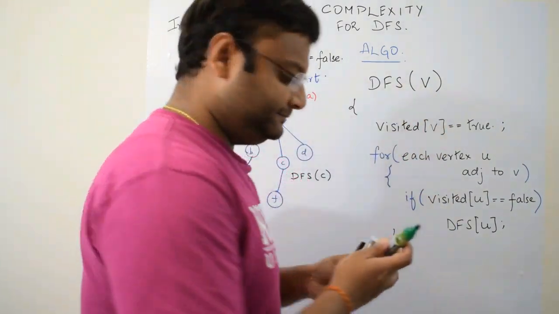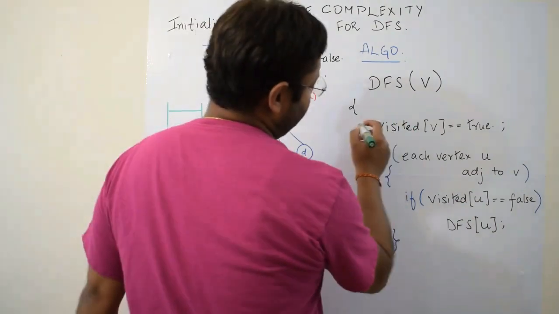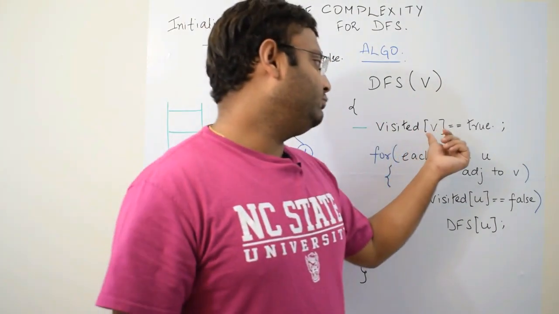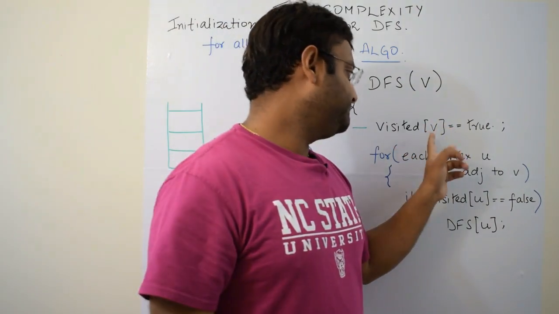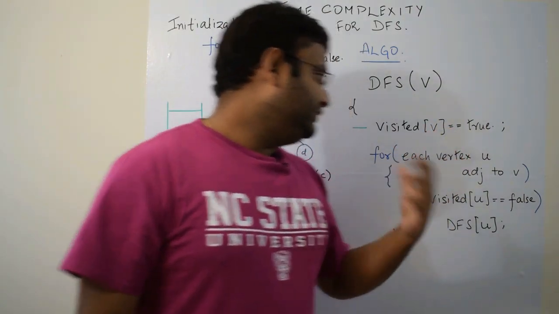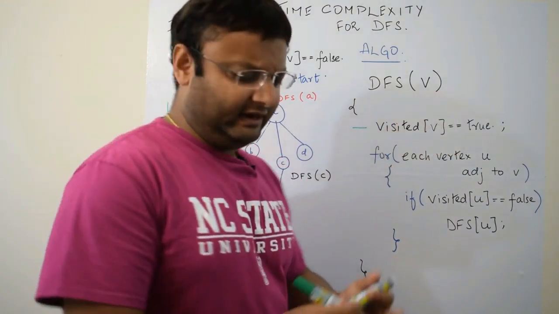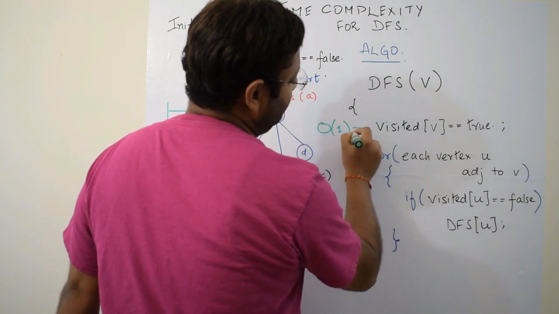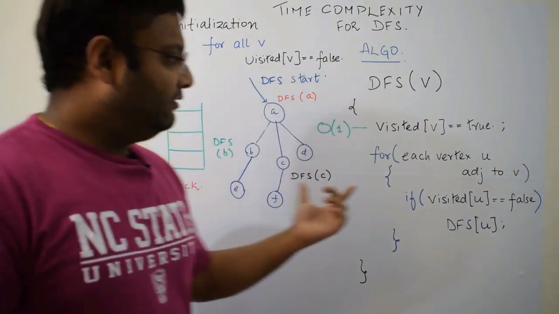Let's start with it. If you see what this line is doing, it is setting a position in an array to true. So that is definitely constant time work, correct? So it's O(1). And now what is happening?